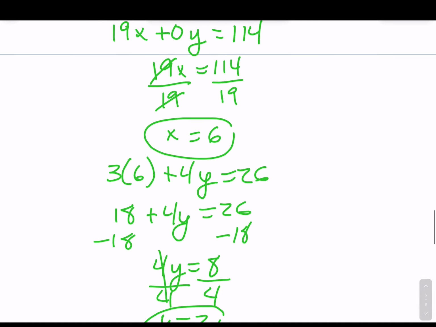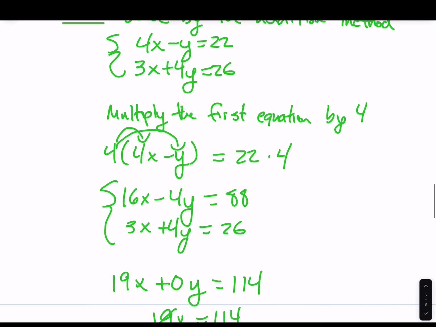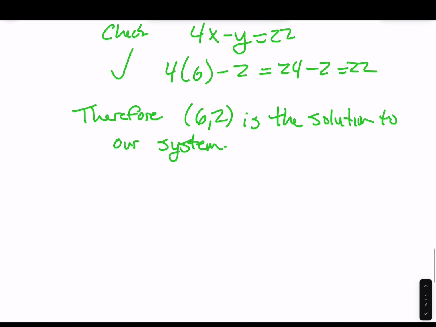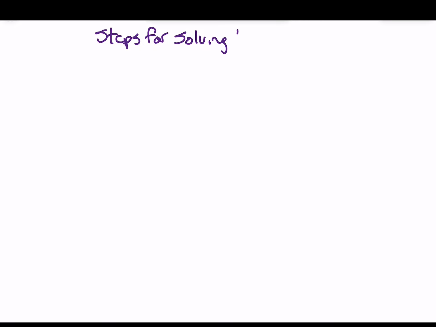So how did we know back in the earlier part of this problem that we needed to multiply the first equation by 4? Well, let's now talk about some steps as to how we solve these using the addition. Okay, steps for solving linear systems by addition.